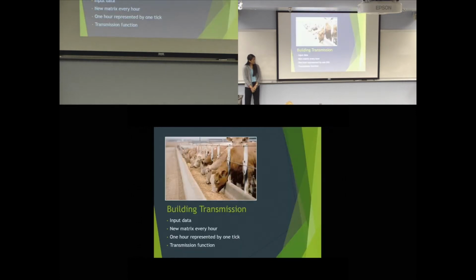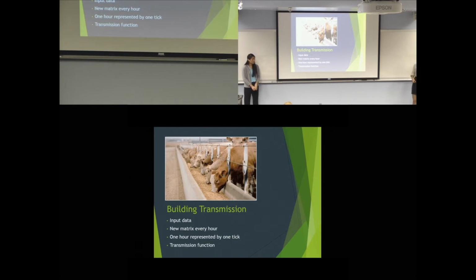In building the model, transmission is the biggest part. We use that input data that Tashika talked about from Kansas State University. Every cow was connected to the cows that it had contact with in each hour. We used an adjacency matrix that had all 21 cows listed and all their contacts with the other 20 cows. And each of those had a weight, based on the intensity of contacts they had with each individual within that hour.